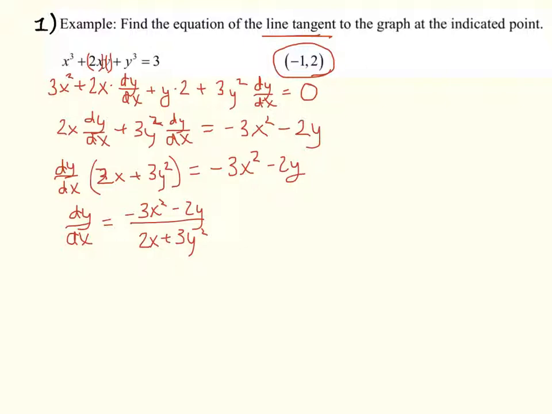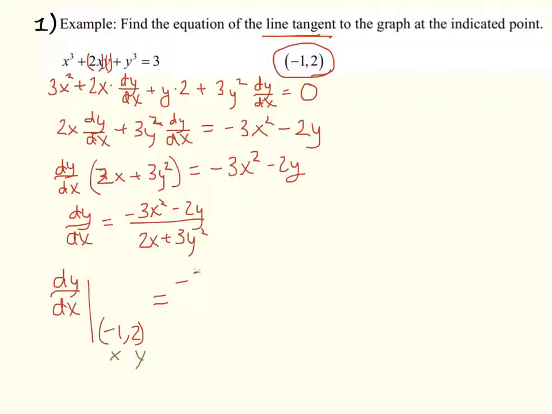Okay, so that's our derivative, that's our slope. We are going to find that slope, dy/dx, at the point negative 1, 2. And so that means that our negative 1 is our x value and our y value is the 2. So we're going to go ahead and plug those into the slope for the given x and y values.